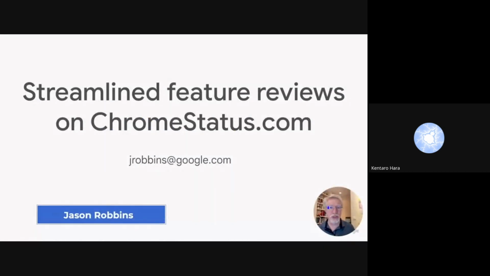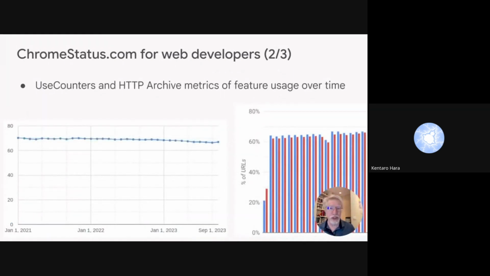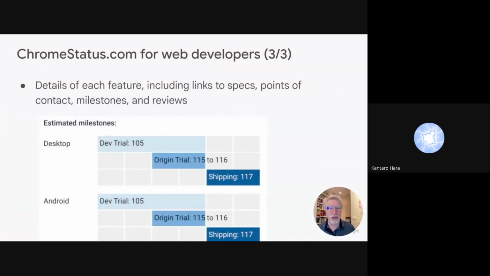Hi, I'm Jason Robbins from Google, and I'm going to talk about streamlined feature reviews on ChromeStatus.com. For anyone not familiar with Chrome Status, it's a web app that tracks the development of new web platform features. The homepage is a roadmap that shows what is launching in each milestone. Another section of the site displays usage metrics. And if you drill into one of the feature detail pages, you get all the information that we have on that feature.